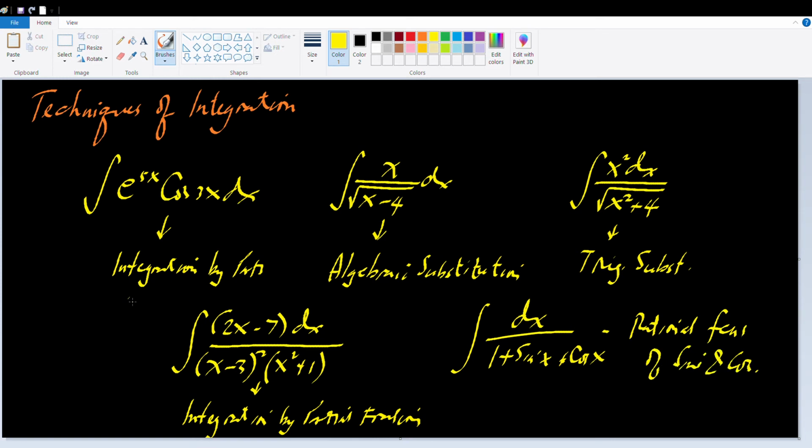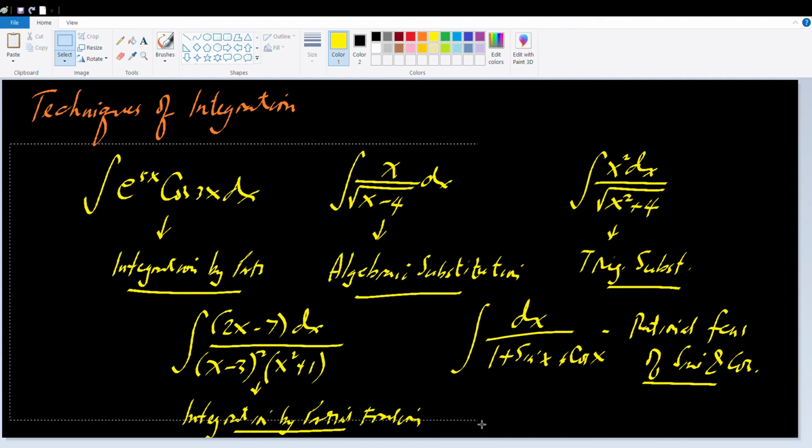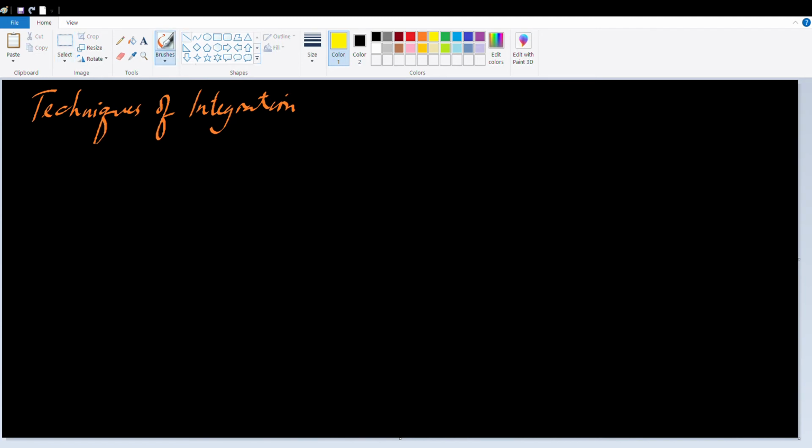And so these are the different topics that we will discuss about the different techniques of integration. So we start with the first technique, which is called integration by parts.